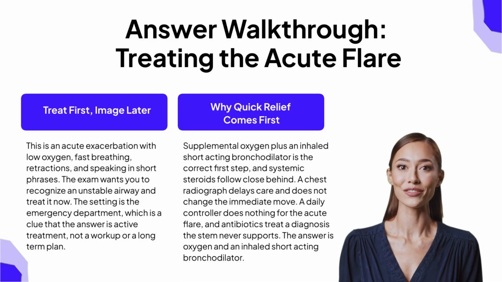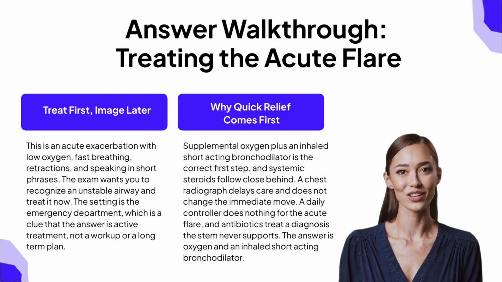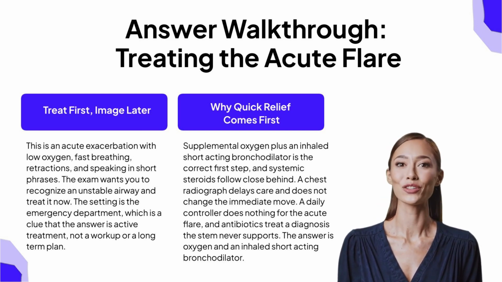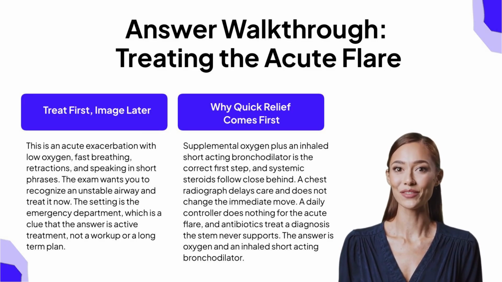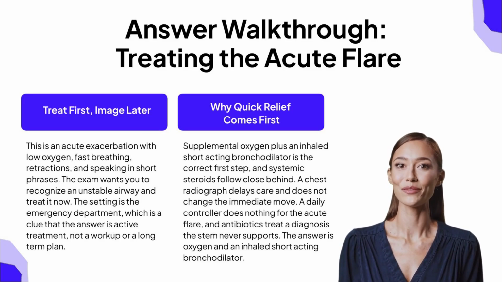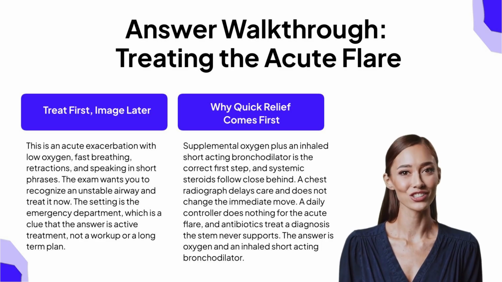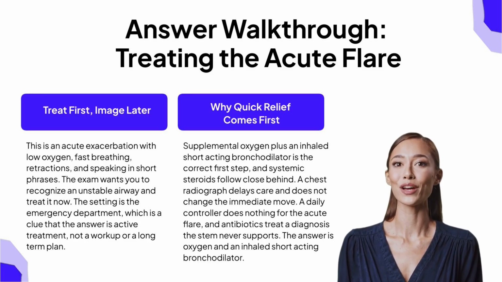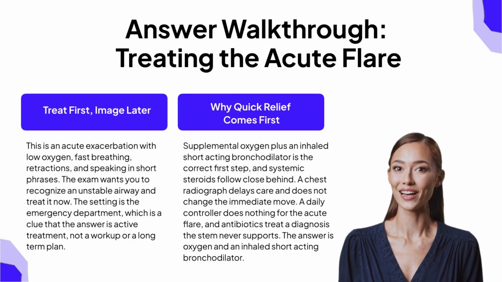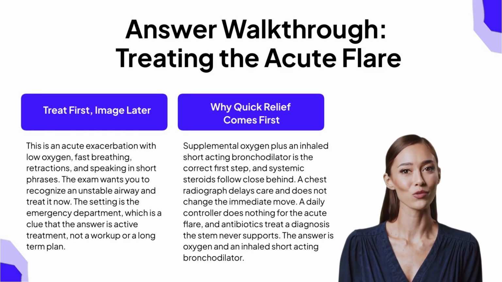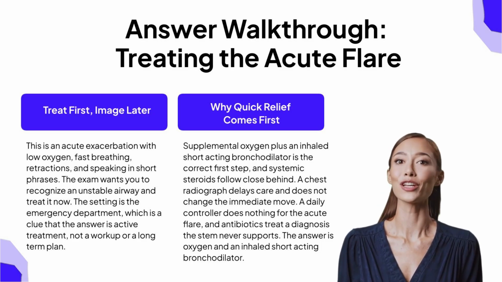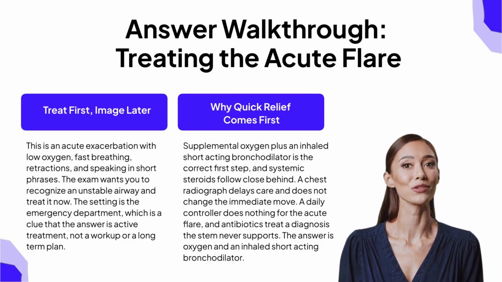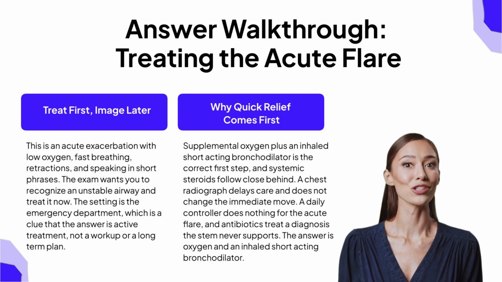Let us work through this answer. First, treat first and image later. The low oxygen, the fast breathing, the retractions, and the short phrases all tell you this is an acute exacerbation, and the airway needs help now. The setting is the emergency department, and that setting is a clue that the right answer is active treatment, not a workup. So why does quick relief come first? Supplemental oxygen plus an inhaled short-acting bronchodilator is the correct opening move, with systemic steroids following close behind.